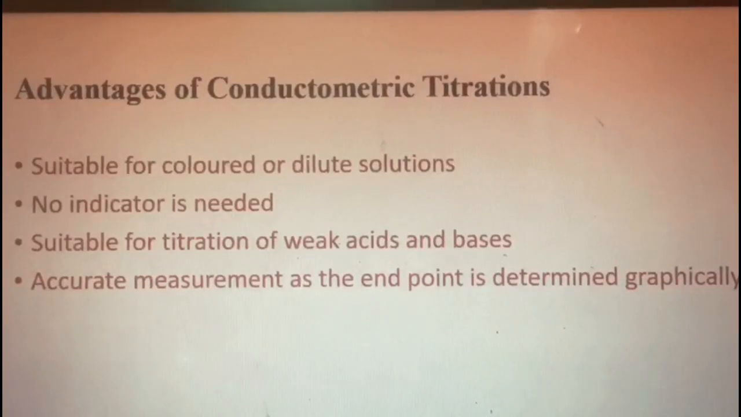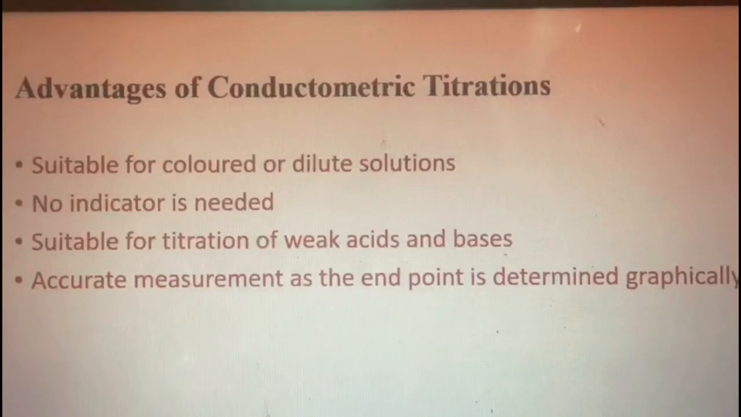Next are the advantages of conductometric titrations. It is suitable for colored or dilute solutions, which is not possible with other chemical methods. There is no need for an indicator in conductometric titrations. It is suitable for titration of weak acids and bases. The measurement is accurate as the endpoint is determined graphically, because we locate the equivalence point from the graph. So the chance of error is very small in conductometric titrations.